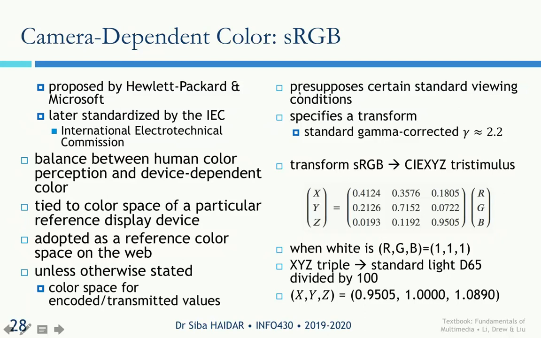So this color scheme presupposes certain standard viewing conditions, of course, and it specifies a transform for gamma correction with a gamma which is near 2.2. And if you do the calculation, you will get this matrix. So when the white is RGB 1,1,1, the XYZ triple is the standard light, because there are many white colors, there are many standard lights. So in this color scheme, the 1,1,1 primary for RGB stands for the color light D65 divided by 100, and for this white you have the XYZ following values: 0.9505, 1, and 1.089. So this is a standard color scheme.